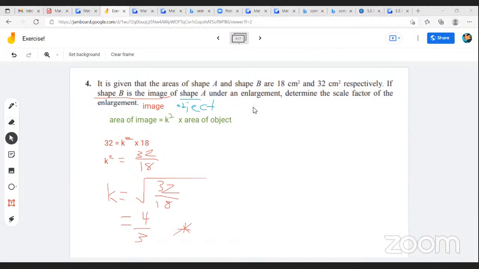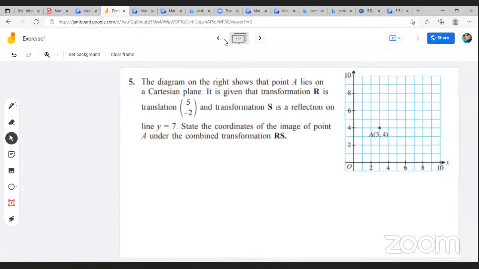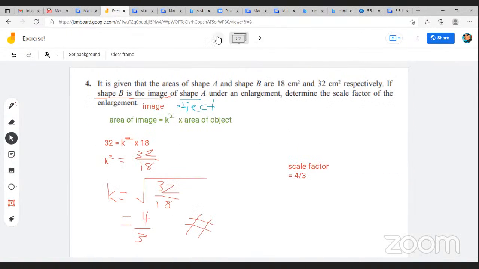Yeah, that's basically the final answer. Oh, wait. Yeah, actually, that's fine. So now that we put k is equal to 4/3, k, as we know, is the scale factor, so the scale factor is equal to 4/3. Okay, understand? Okay, if there's no question, then I shall move on to the next question.